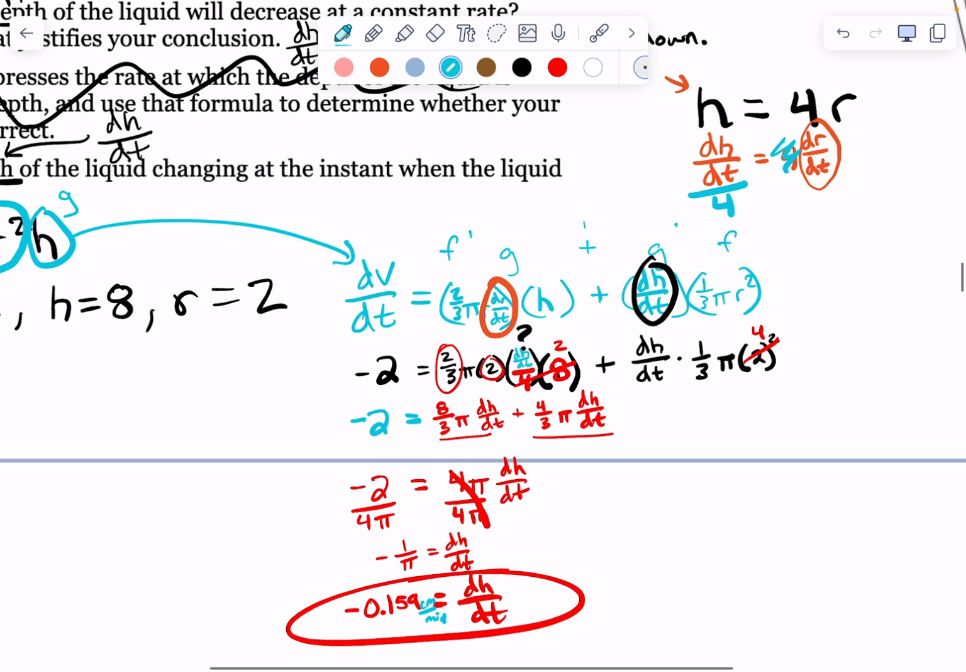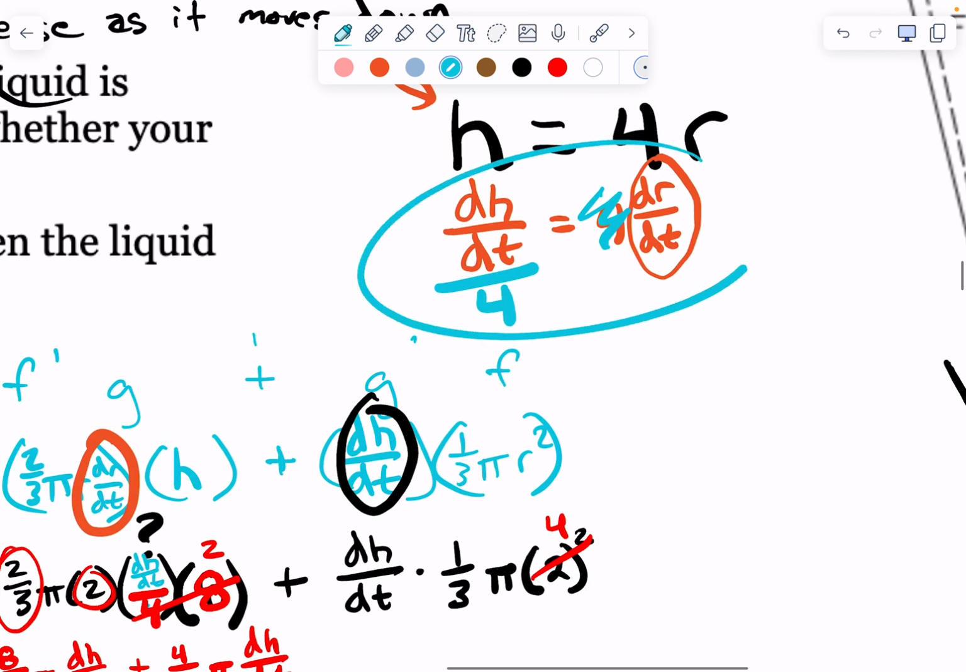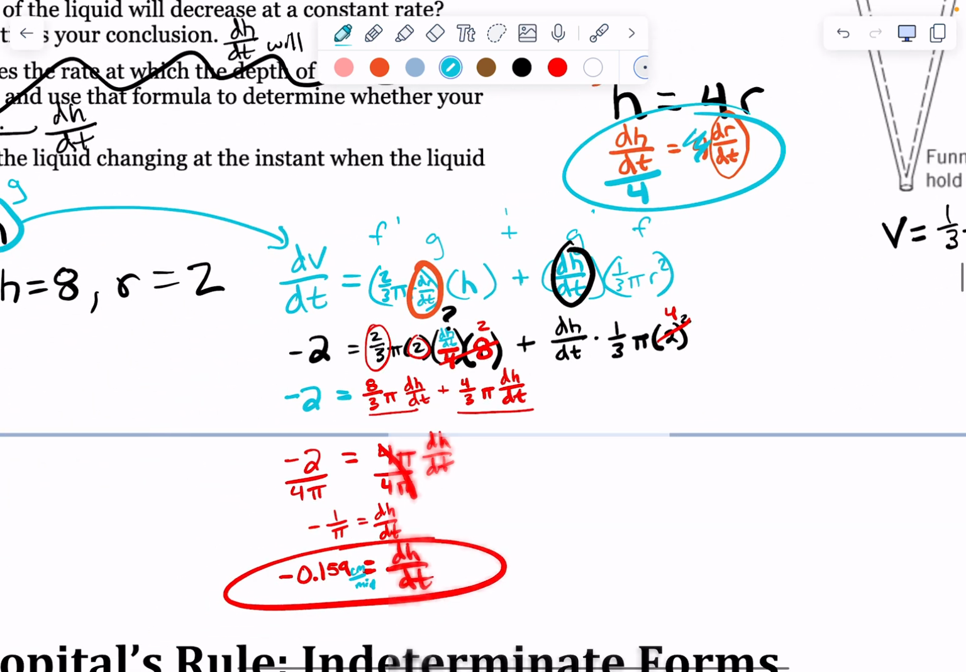That was like the big jump in the middle, right? We did not know dR/dt. That was a problem, but we did know that we can relate dR/dt and dH/dt and then solve. What a big darn mess.